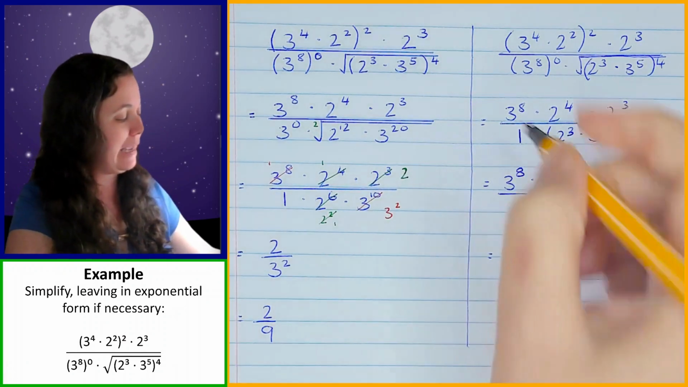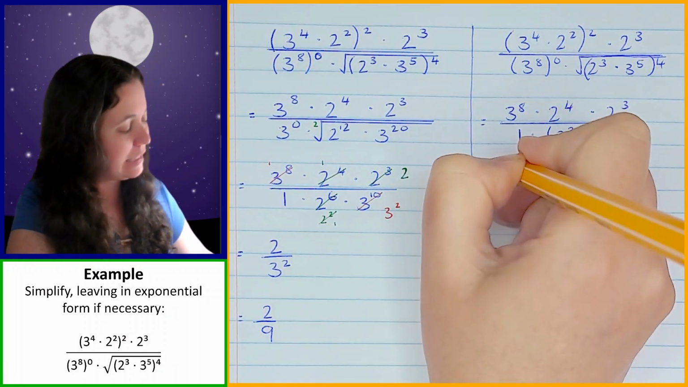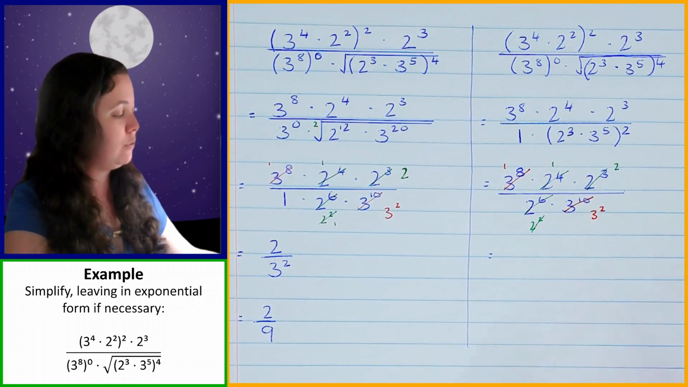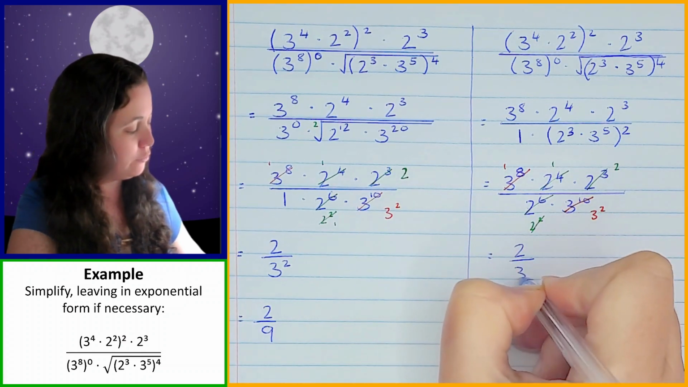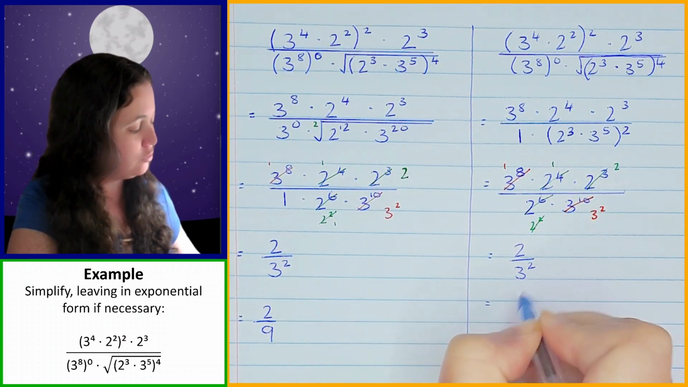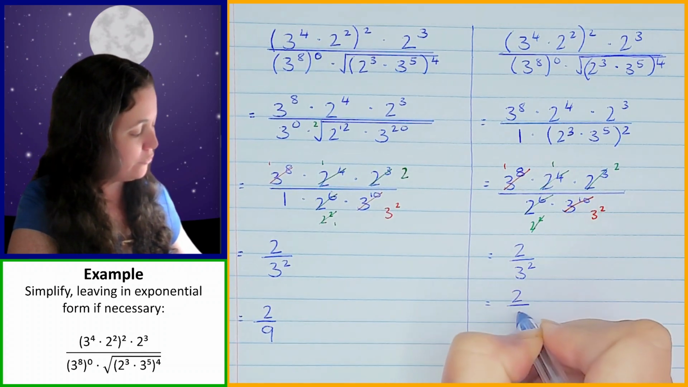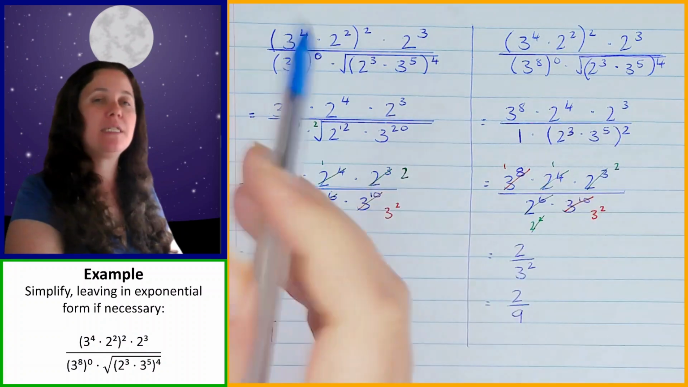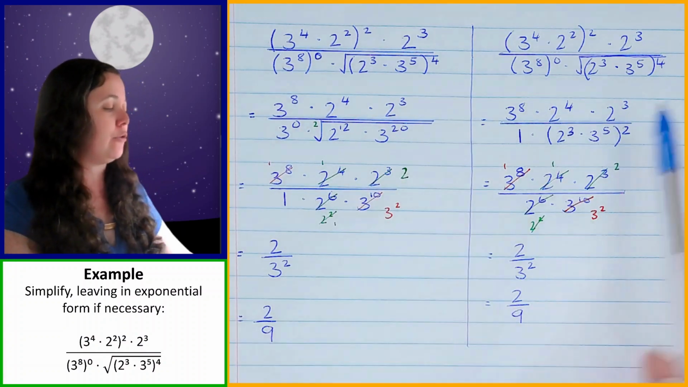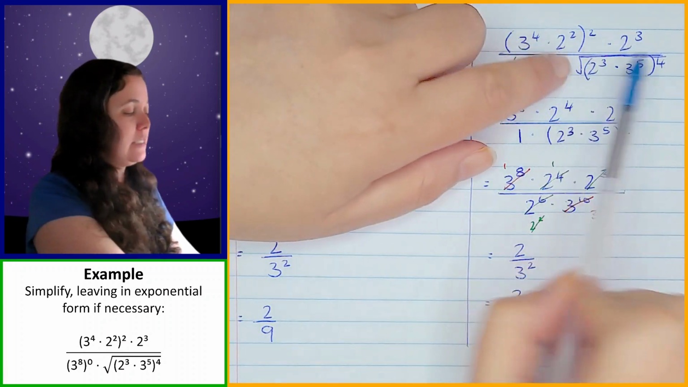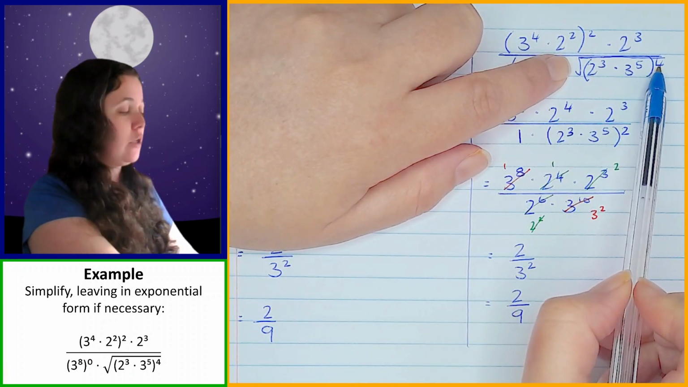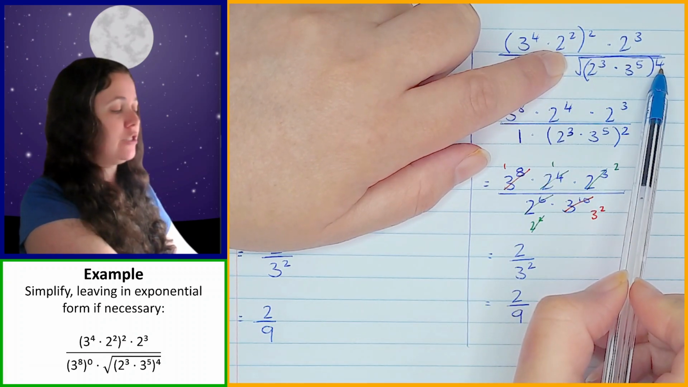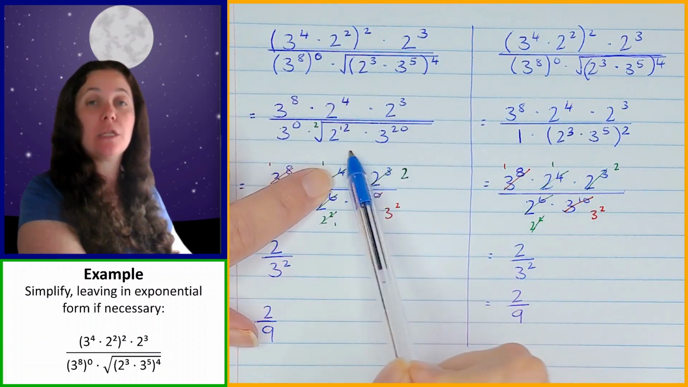Okay, so 3 to the power of 8 and 3 to the power of 10. That cancels completely, giving me 1. And this gives me 3 to the power of 2. So I still get the same result of 2 over 3 squared, which I can then simplify to 2 over 9. So you get the same answer. It's just approaching the different steps slightly differently. Okay, now remember, this method is only possible because that exponent was a multiple of the root index. If this exponent isn't a multiple of the root index, you will need to do it the way we did it over here.